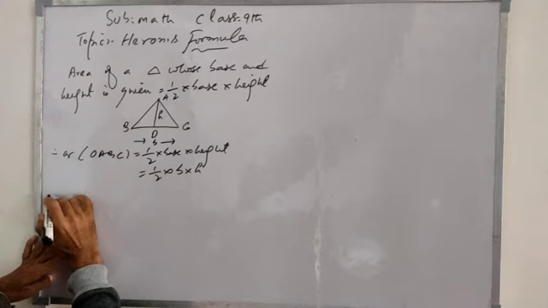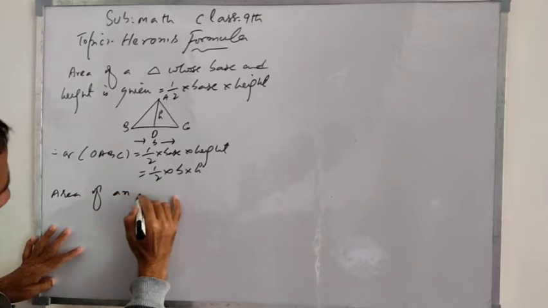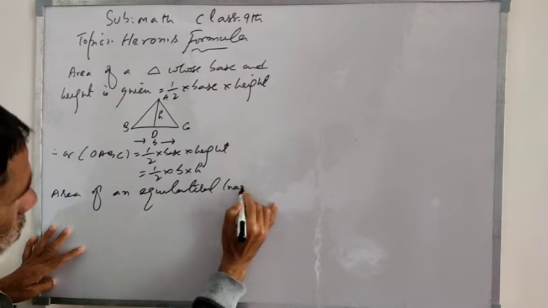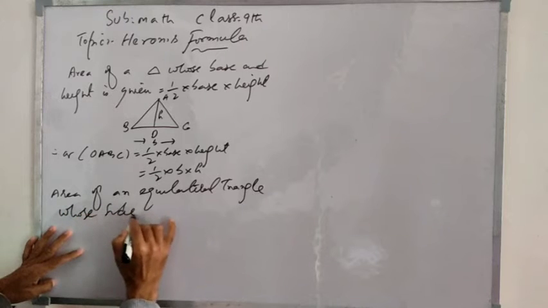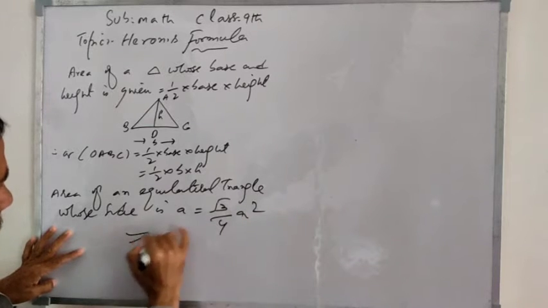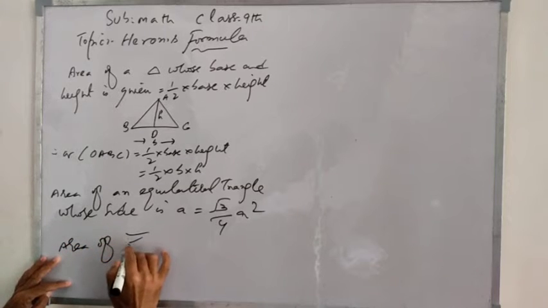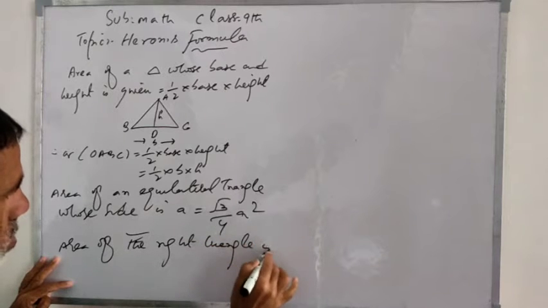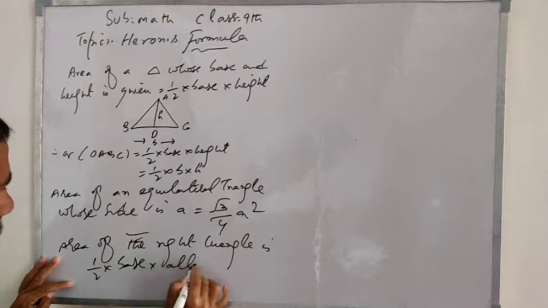After this, we should remember the area of an equilateral triangle whose side is given. Whose side is A, the area is root 3/4 A square. The area of a right triangle is one-half of base into altitude or height.